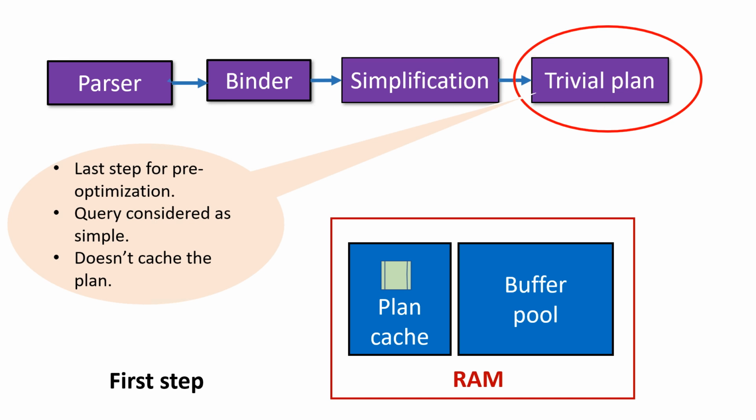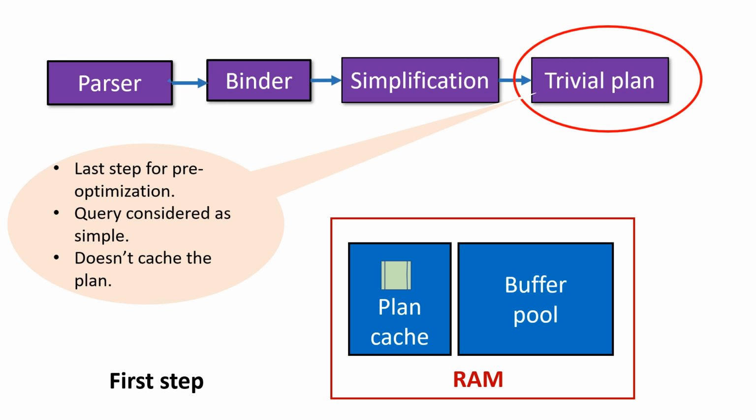Now what happens at this trivial plan component? For example, we are sending a very simple query, select star from a table, or select star from a table with a simple where clause. Then what SQL server thinks is, this is such an easy query. This is such a simple query. Why should I even go ahead and update the parse tree inside the plan cache that these previous components have built?